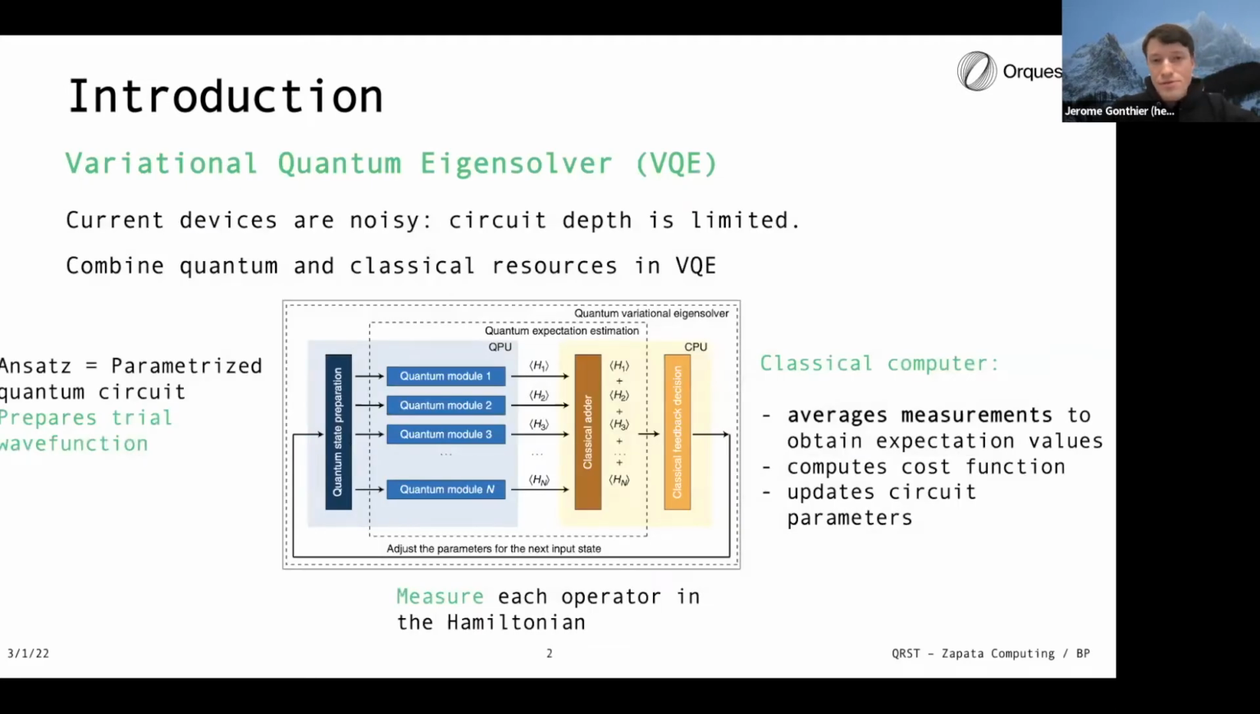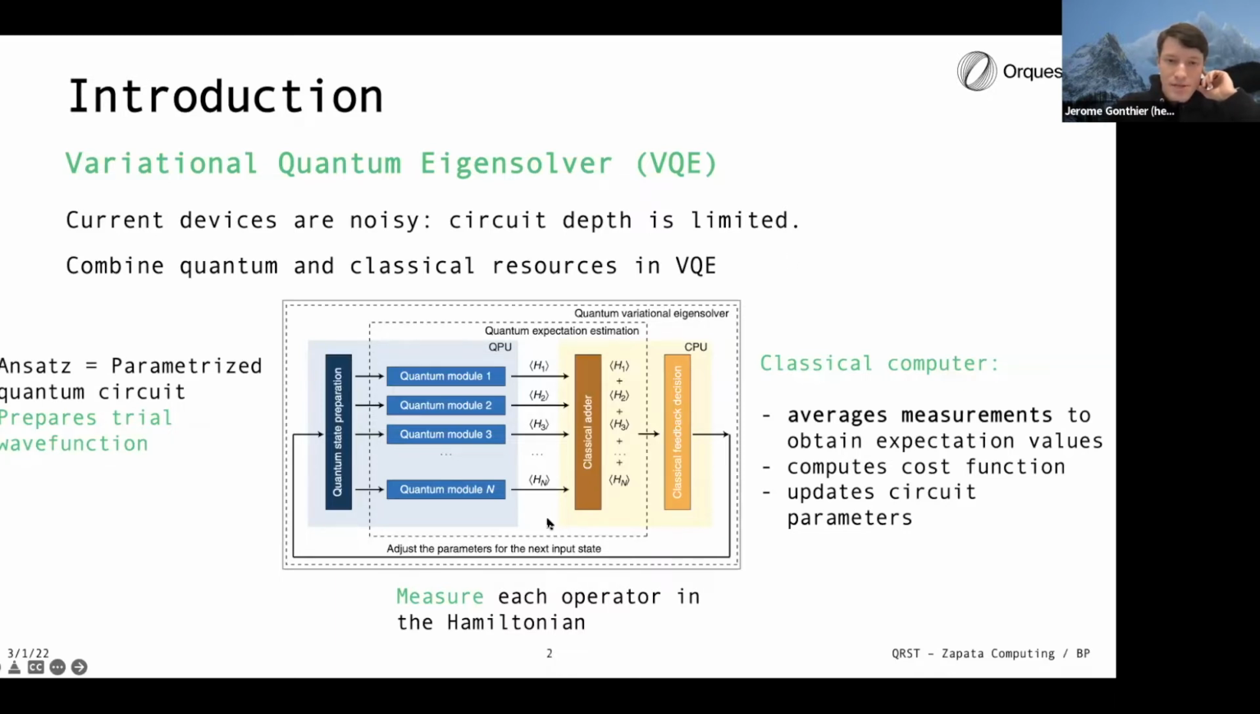Now, because the current devices are noisy, the circuit depth is limited. So we have to combine quantum and classical resources in the variational quantum eigensolver. I think many people have heard about VQE before, but here is a little review of the main components that are going to play a role in the resource estimation. The first one is the parametrized quantum circuit, which we also call an ansatz. This circuit will prepare a trial wave function, and because it has parameters, we can modulate the wave function through these parameters.